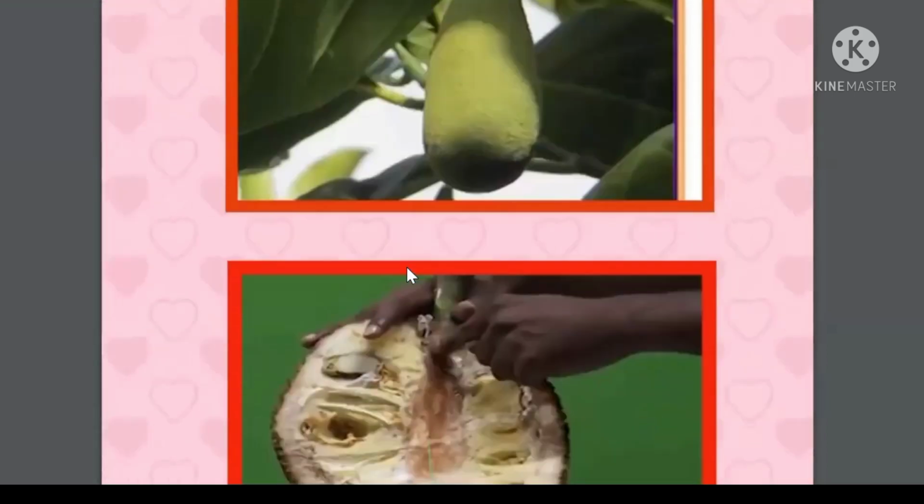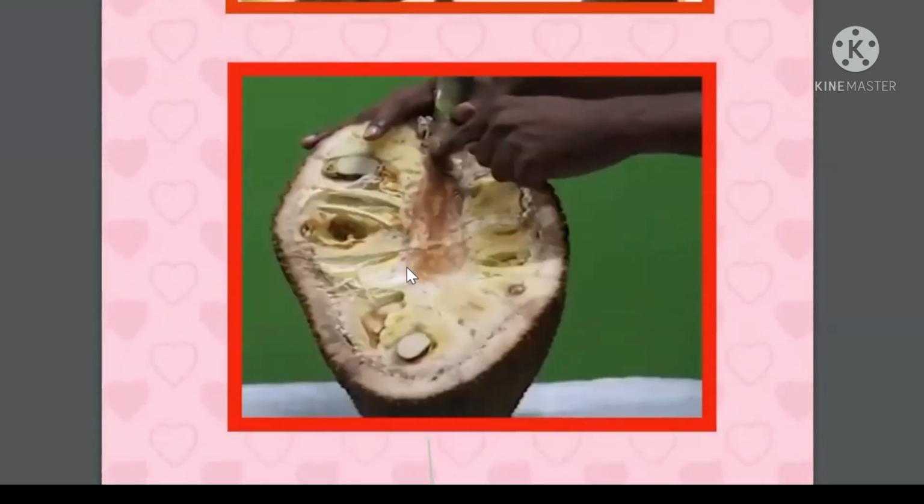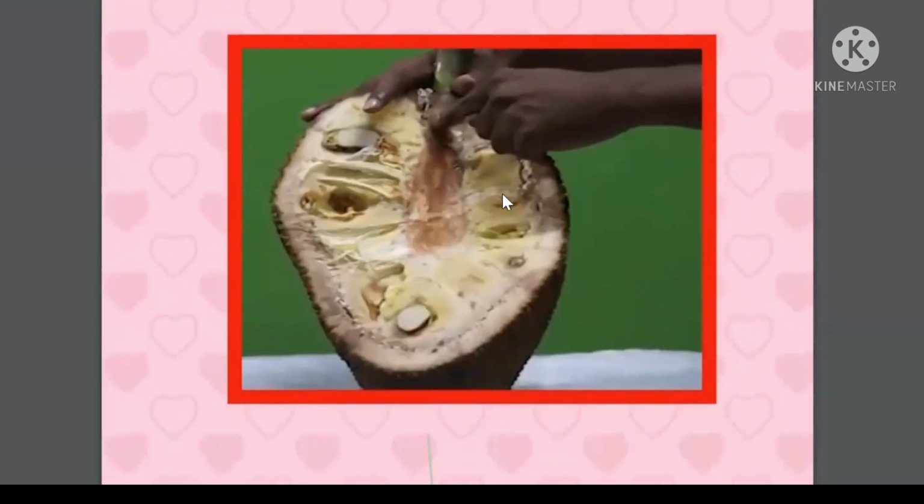Okay. Look at this. What is this? It is a section of a jackfruit, or the cutting of a jackfruit. And some portions we can see here now. One center portion here, and around that center portion we can see some sweet portions that we can eat and some seed portions also.